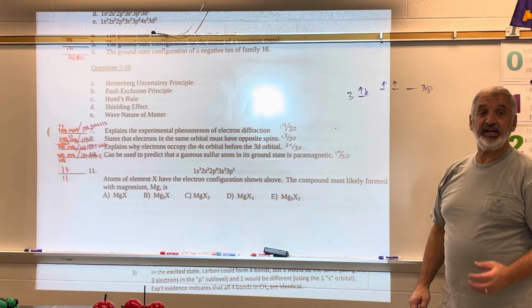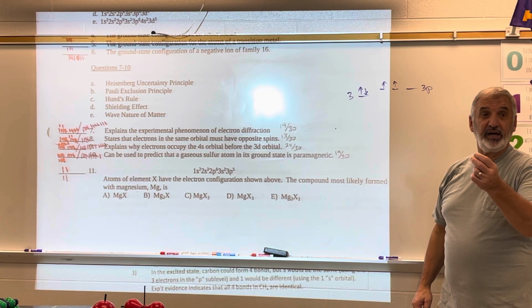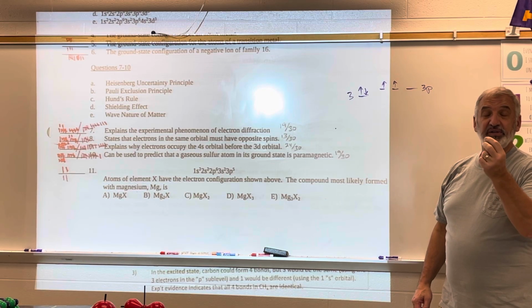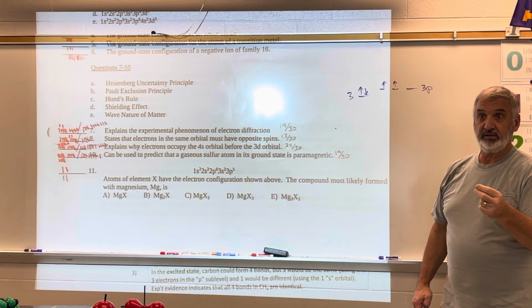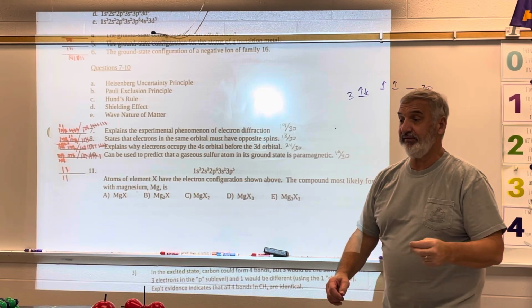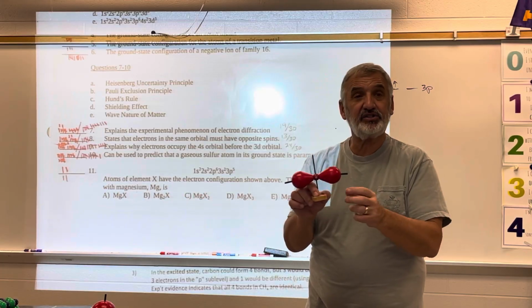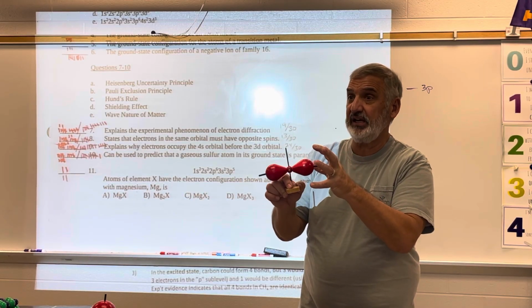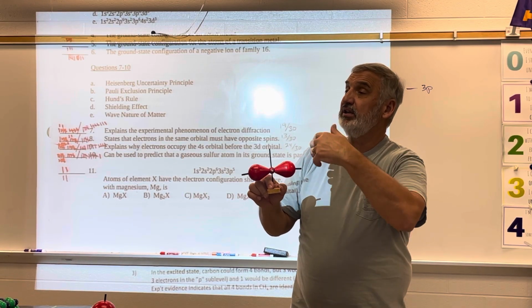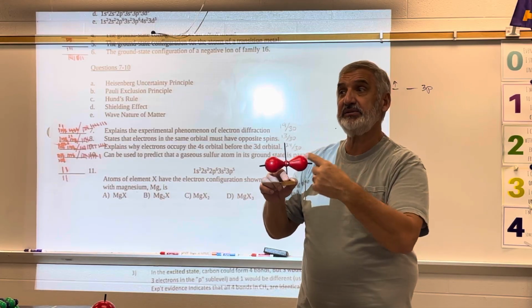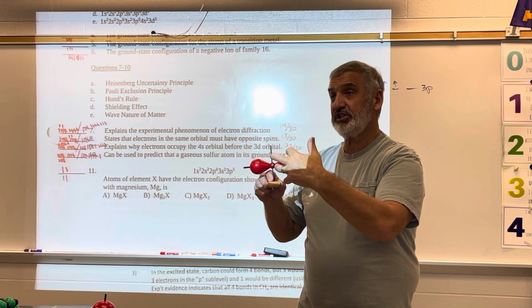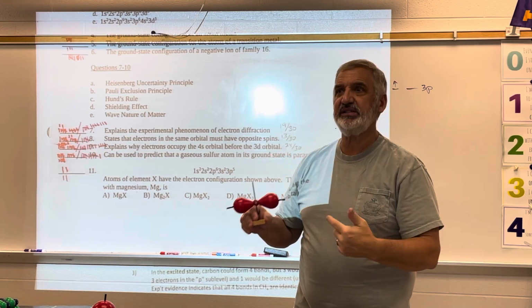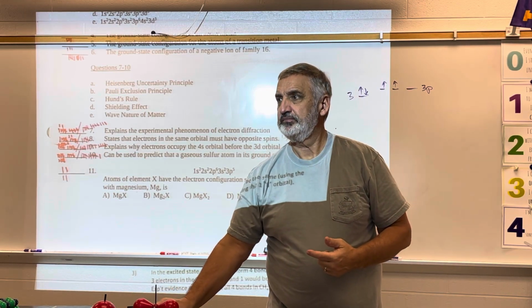Heisenberg is that you can't know the exact position or the speed. That's why we have an orbital, not an orbit. That's why we have these shapes. The electron's just in the most probable place to find an electron. We don't know the exact path of the electron because Heisenberg says it's impossible to know both the momentum and the position at the same time. Okay?